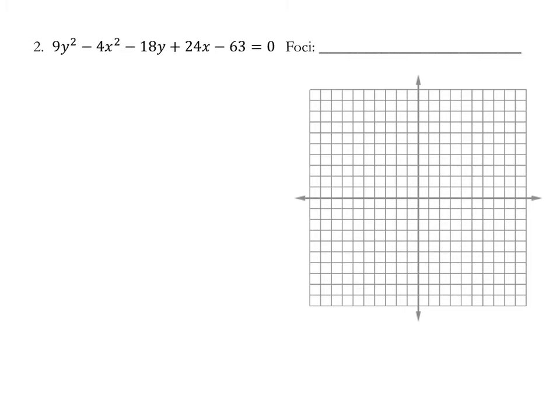Alright, so we're just going to try one more here, and then I'm going to have you try one on Class Kick. So this next one, again, the first step is to get the same variables together, but what's different here is that it's actually y squared first, so we're going to keep it that way.